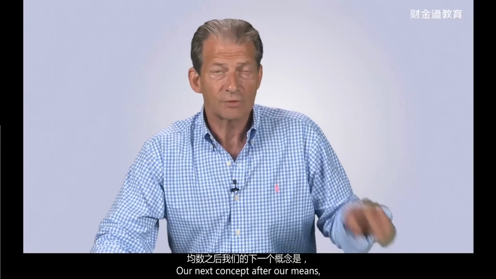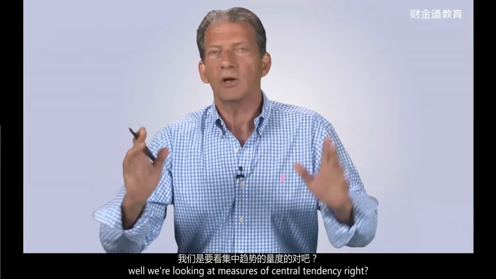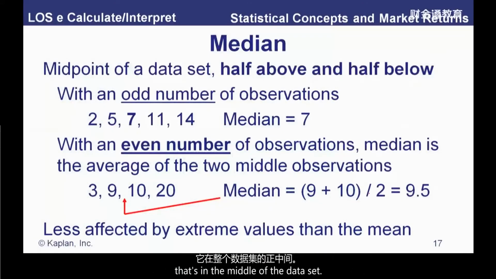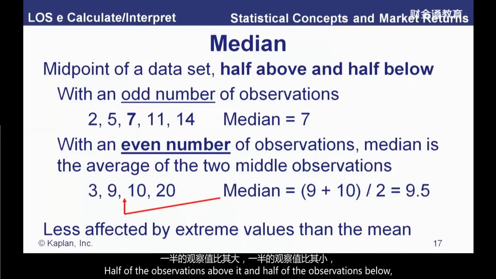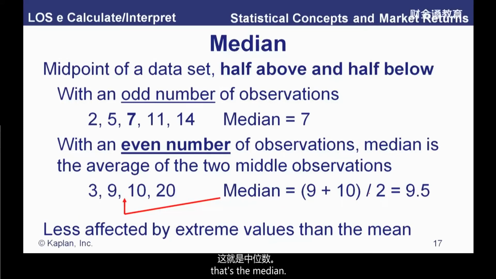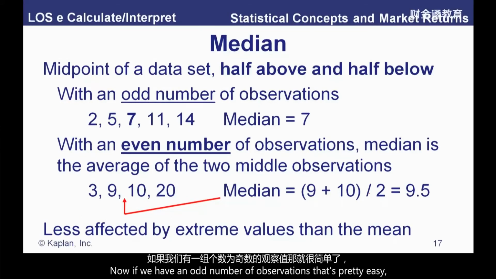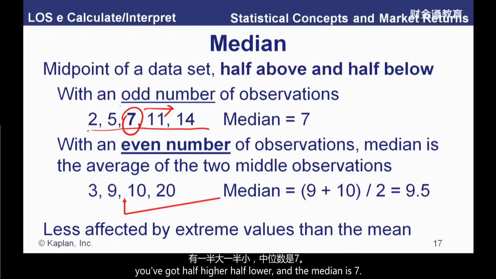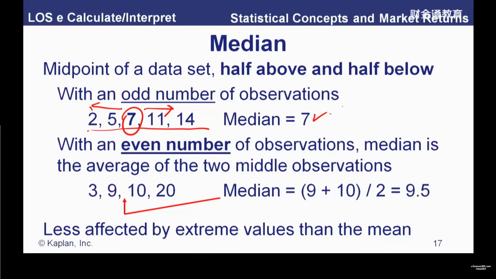Our next concept after our means, remember, what are we? Well, we're looking at measures of central tendency, right? Well, another one is the median. And the median is just a number that's in the middle of the data set. Puts half of the observations above and half of the observations below. That's the median. Now, if we have an odd number of observations, that's pretty easy. Just lay them out in numerical order. Pick the middle one, you've got half higher, half lower, and the median is 7. If we have an even number of observations, then it's the average of the two middle ones.